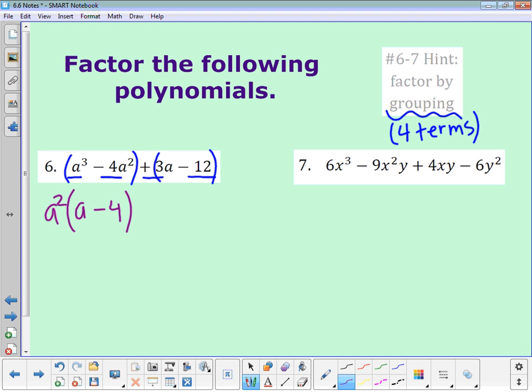Of the second group, I have 3a and negative 12. I can take out a 3. There's a common factor of 3 in both of those. And when I do that, I'm left with a minus 4.